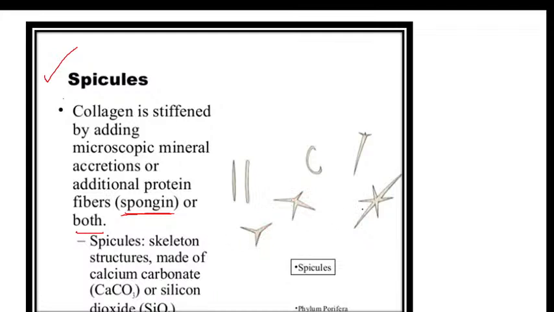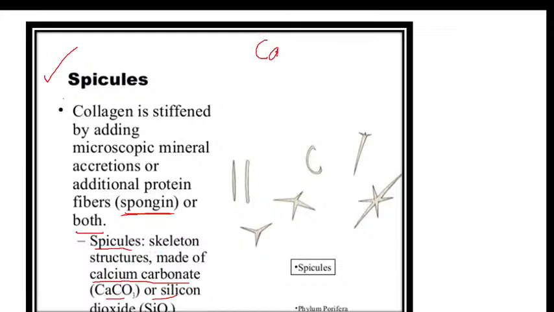Spicules are of different shapes. Star shaped ഉണ്ട്, ഇങ്ങനെ rod shaped ആയിരിക്കും. They are very thick. Spicules are simply skeletal structures found in sponges, and it is made up of what? Calcium carbonate. It is made up of calcium carbonate or silicon dioxide, അല്ലെങ്കിൽ silica. അതുകൊണ്ട് spicules നെ നമ്മൾ രണ്ട് തരം പറയും.